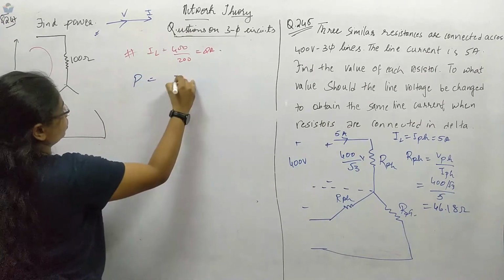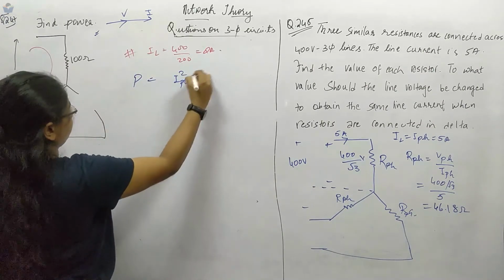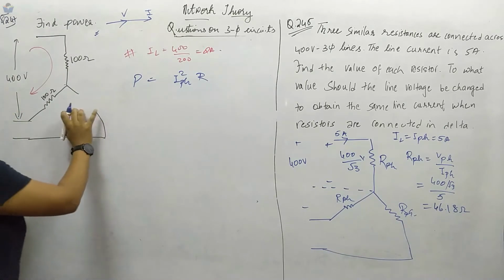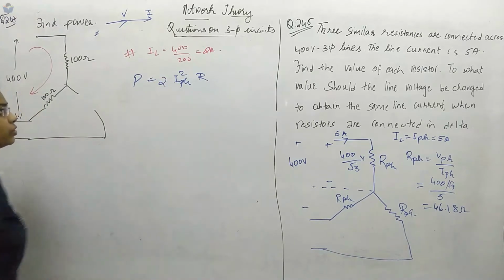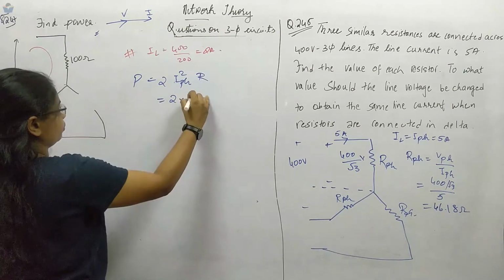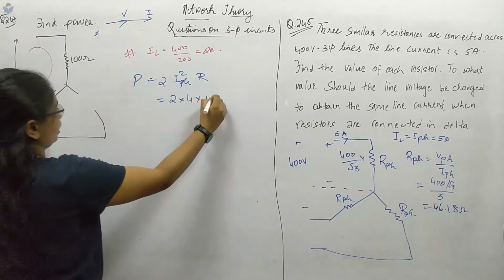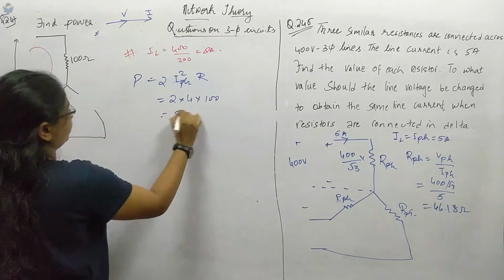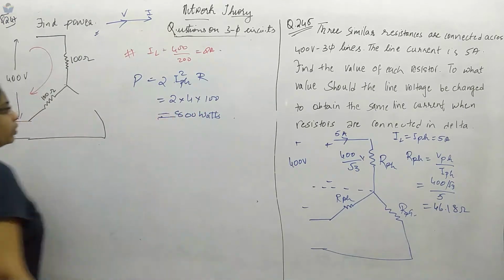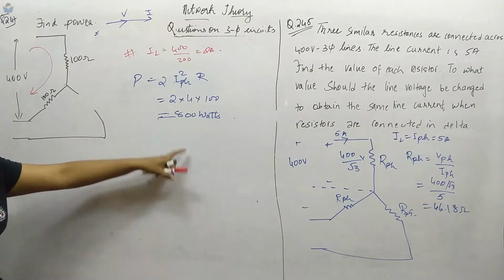So P is equal to I square R. Now here, since there is no third resistor, we will have to add just 2 resistors. So the value of the 2 resistors will be 2 into, we got the current 4 and resistor is R. 2 4s are 8, 800 watts. Okay, so it is 800 watts.